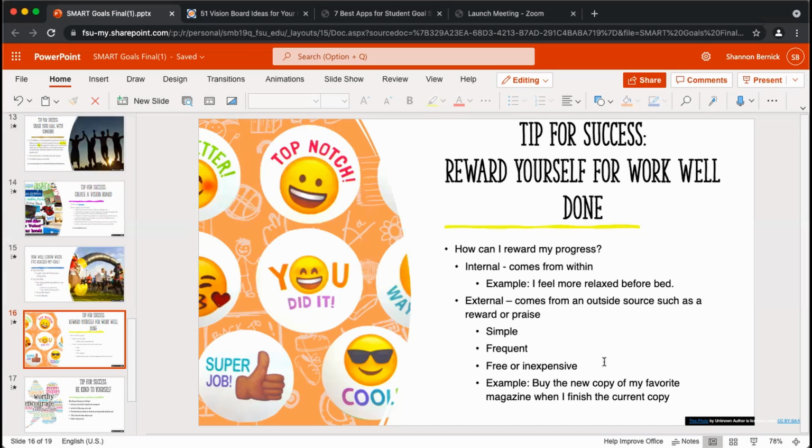So, for example, if you are reading your favorite magazine every night for 20 minutes before bed, it's been feeling great internally because it reduces your anxiety and you sleep better. You might also reward yourself externally by buying a new copy of your favorite magazine when you finish the current one. This is something inexpensive, just costs a few dollars. It's something that you can do relatively frequently as the new magazines are published. And it's very simple. This doesn't require anything elaborate or out of the ordinary, just a trip to the store to pick up that copy of your magazine.